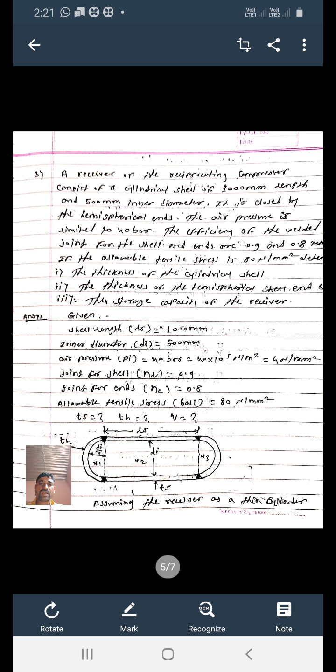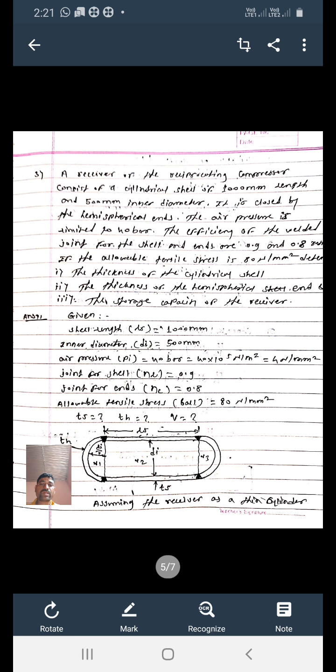Okay, and I have divided this shell into 3 different parts. First is V1, second is V2, and third is V3, because there are 3 different shapes: 2 hemispherical ends and one shell. That's why we want to calculate the storage capacity, meaning we want to calculate the volume of that shell.